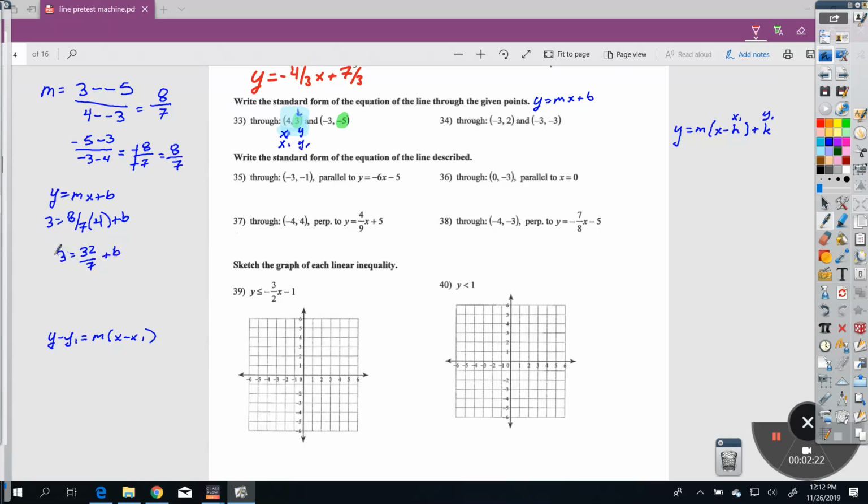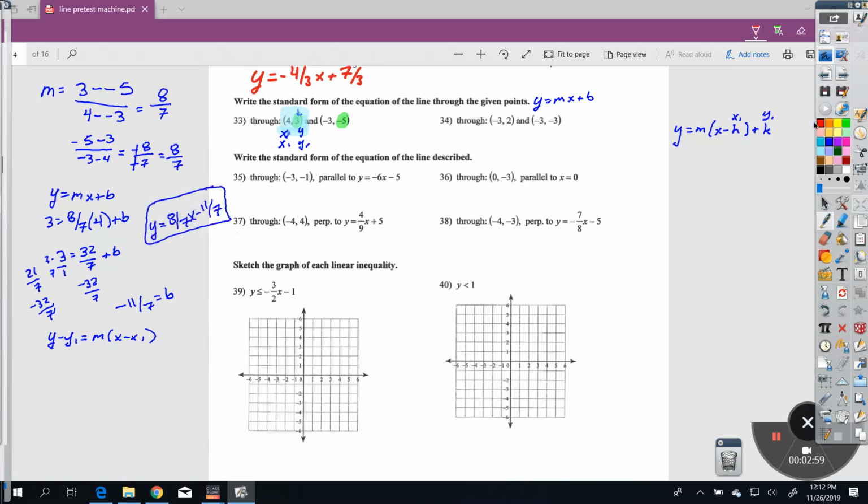Now if I take 3 wholes and I turn it into sevenths, I multiply top and bottom by 7, that's 21 over 7. So to get b alone, I subtract 32 over 7 over to here, or you could type this in your calculator and it will do it for you. 3 minus 32 sevenths, math, enter, enter, it gives you a fraction. So 21 minus 32 is -11 over 7. So that's my b. So now all that I have to do is write y equals 8/7 x minus 11/7.